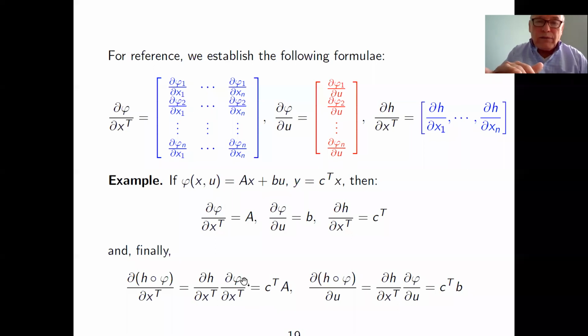And of course, since phi is a function of x and u, we can also take a derivative of this composite function with respect to u. And you will have the gradient of h with respect to x, according to the chain rule, times the partial of phi with respect to u. This is the product of a row vector times a column vector. That's a scalar. And in the particular case of linear systems, this will be C transpose times B. This is the first Markov parameter of the linear system. So things which are familiar can be easily recovered within the realm of our generality of nonlinear dynamics and nonlinear output maps.